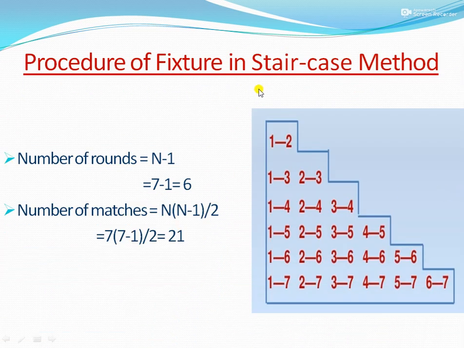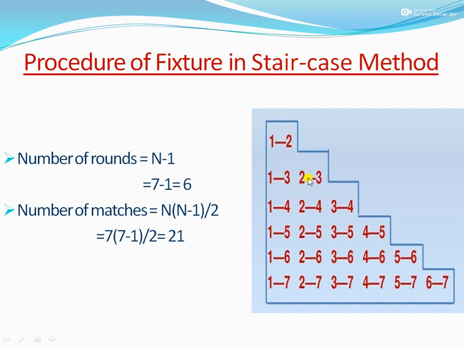Now the procedure of fixing in the staircase method: if we have 7 teams, the number of rounds will be n minus 1, 7 minus 1 is equal to 6. Then the number of matches will be n into n minus 1 upon 2, which means 7 into 7 minus 1 upon 2, 21. 21 matches will be there. Now how can we decide the matches? We will keep 1 with 2, 1 with 3, 1 with 4, 1 with 5, with 6, with 7. Next time, we will start from 2, because 2 has already played with 1. We will not mention that match again.